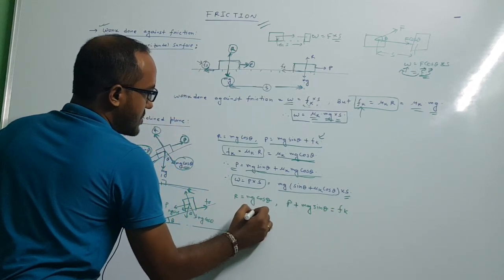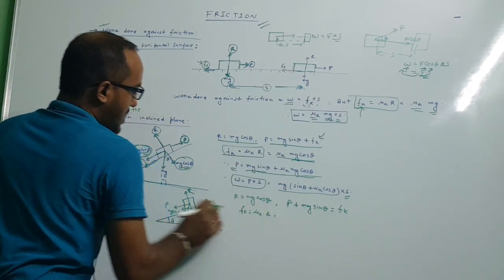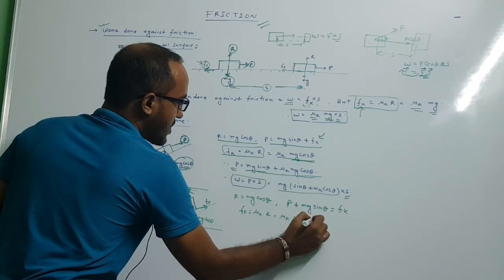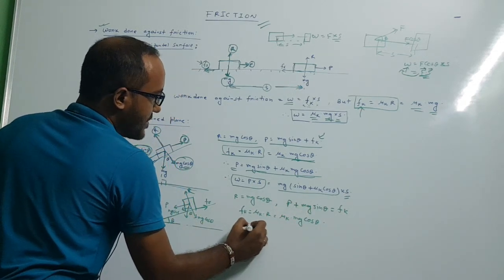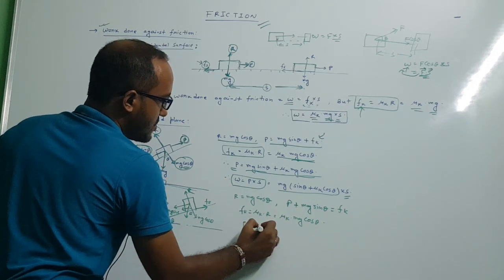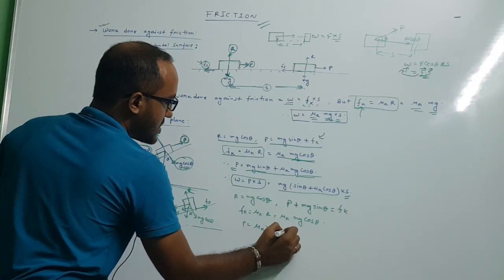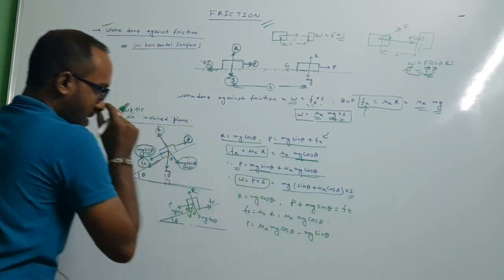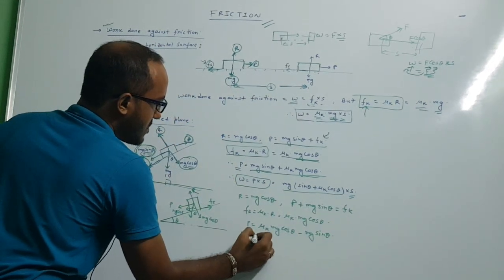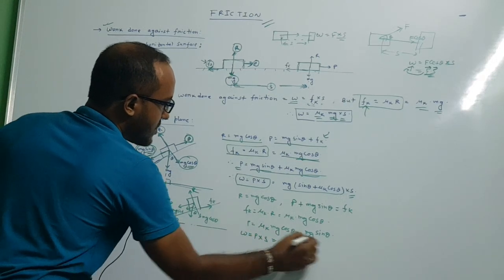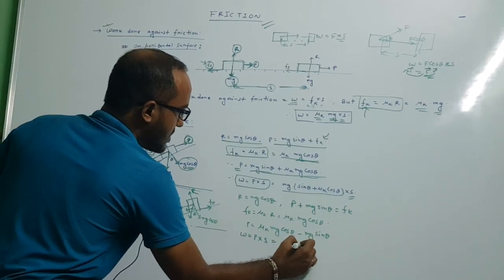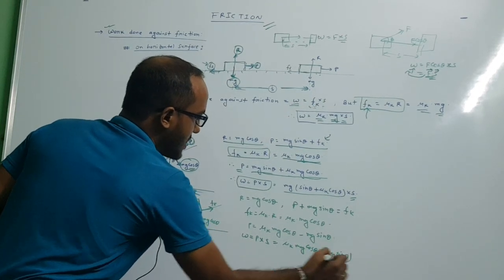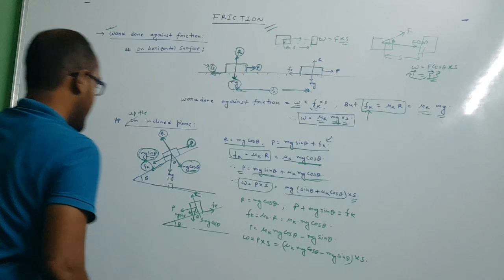Now we know Fk equals mu k into R. R is your mg cos theta, so mu k into mg cos theta. Now put the values here. So P would be Fk, that is mu k mg cos theta minus mg sin theta. Now apply the same formula, W equals force into displacement. Now force is this thing, mu k mg cos theta minus mg sin theta, multiplied by displacement.